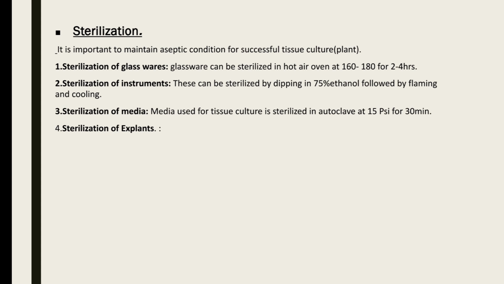Sterilization of glassware. Glassware can be sterilized in a hot air oven at 160 to 180 degrees Celsius for 2 to 4 hours. Sterilization of instruments. These can be sterilized by dipping in 75% ethanol followed by flaming and cooling. Sterilization of media. Media used for tissue culture is sterilized in an autoclave at 15 psi at 121 degrees Celsius for 30 minutes.